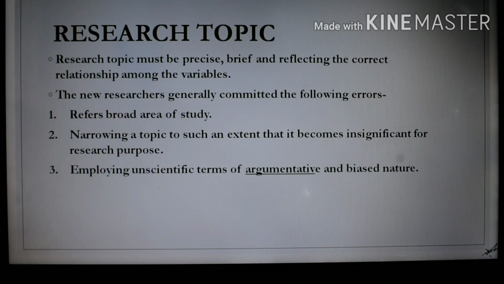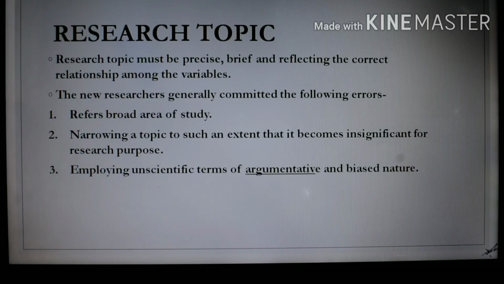A research topic must be precise, brief, and reflect the correct relationship among the variables. Here, variables means the dependent and independent variables that you are using in your research.